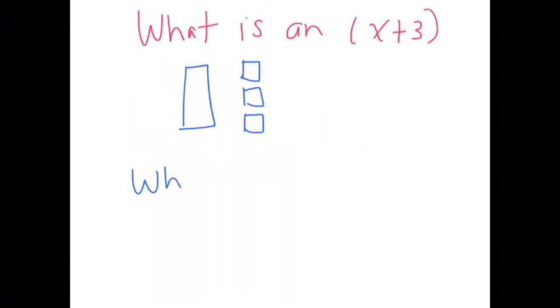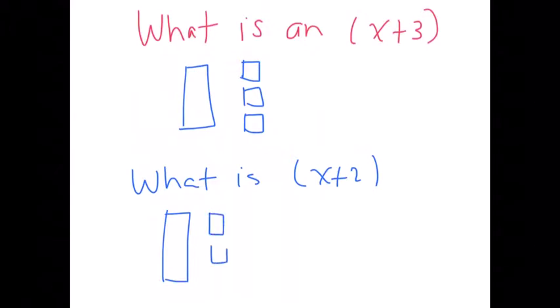And what is an x plus 2? Well, same idea. This would be 1 x tile and 2 white tiles. So we can represent them using the algebra tiles. The question is how do we multiply these together?